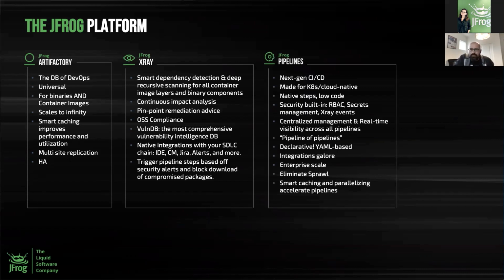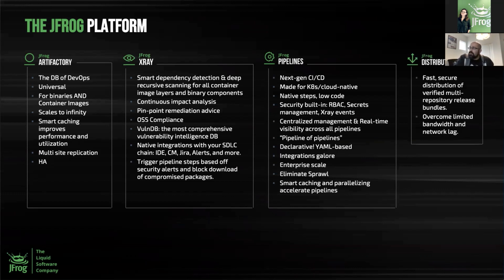Pipelines, as we said, is a continuous integration and continuous delivery tool, cloud native, with security built in, Xray integration, and the concept of pipeline of pipelines. So declarative, and again, enterprise scale. Distribution: fast and secure distribution of verified multi-repository release bundles. What it means is that after your build was successful and you promoted the artifact through all the quality gates, and those artifacts now are ready to be released, they're bundled together into bundles, and then they are distributed to JFrog Edge servers or to any other type of Edge server. And at the end of the day, you have JFrog Mission Control, which is a kind of high-level view tool to monitor and control the entire platform.